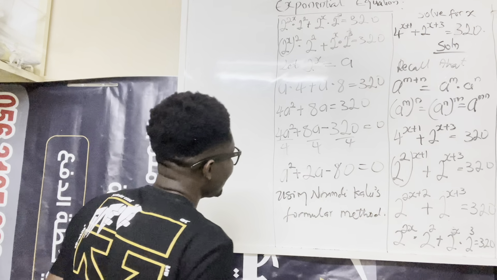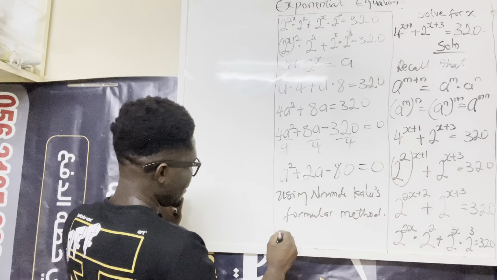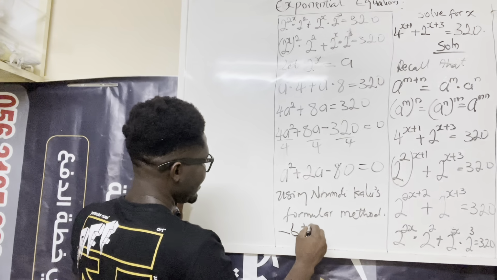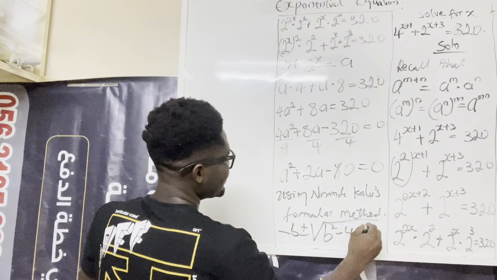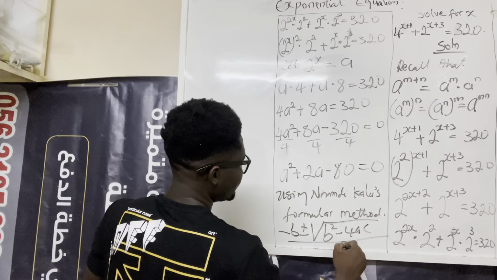Using the quadratic formula method, which is minus b plus or minus the square root of b squared minus 4ac, all over 2a.